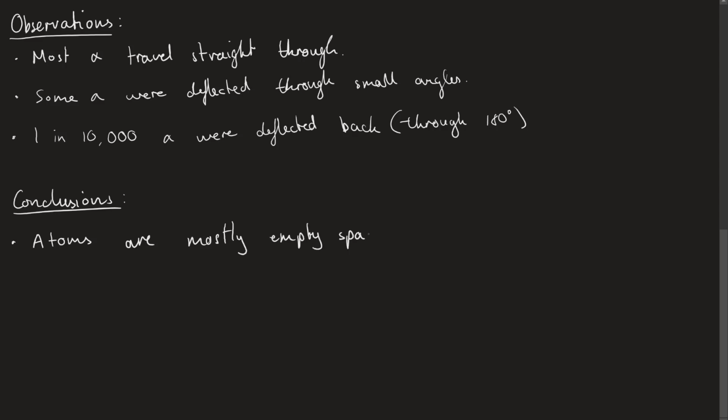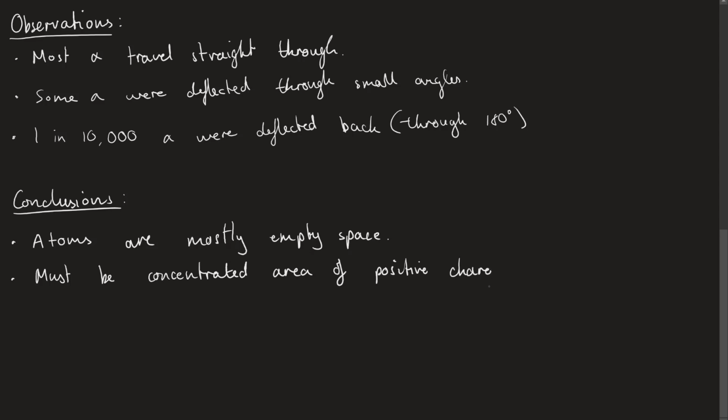Mostly empty space. Now, his second observation, that some of the alpha particles were deflected through some small angles, kind of hints towards there being some charge there, but it's not a definite conclusion that there is a positive charge there. It's when you combine the second 2 observations that you can actually definitely conclude there has to be some sort of concentrated positive charge. So there must be a concentrated area of positive charge.